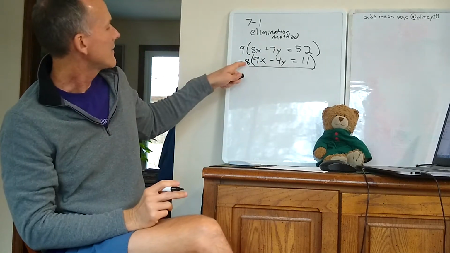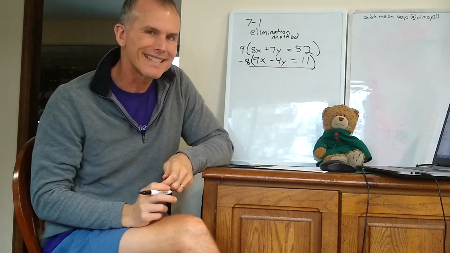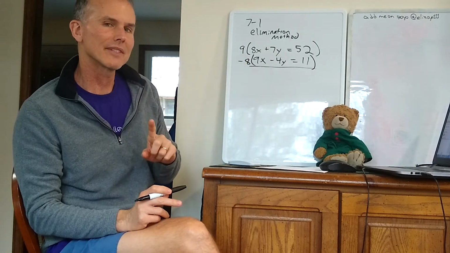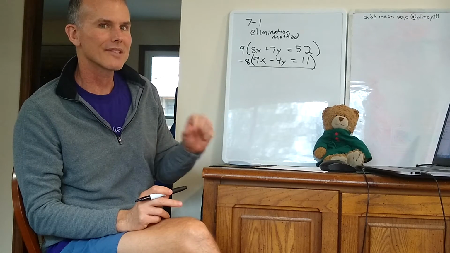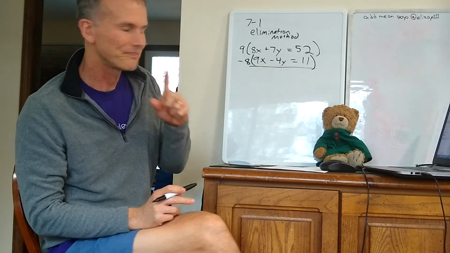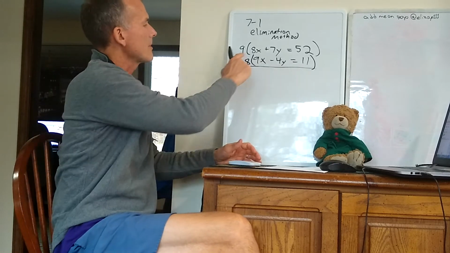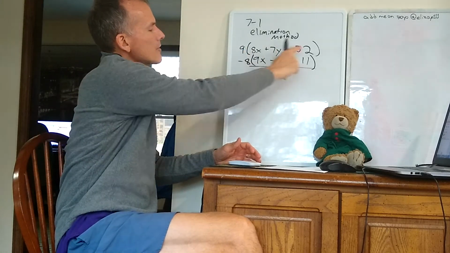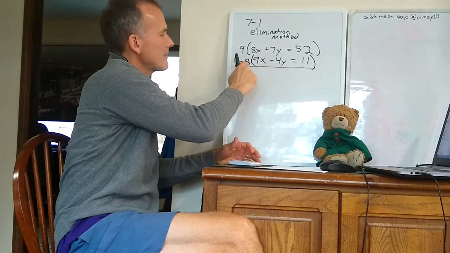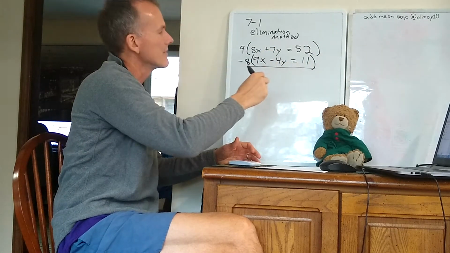Because negative 8 times 9x would give me negative 72x. 72x plus negative 72x would be 0 x's, and the x's would be eliminated. So that's what I'm going to do. Now remember, the equations will stay balanced as long as I multiply 9 by both sides, as long as I multiply negative 8 by both sides of the equation.